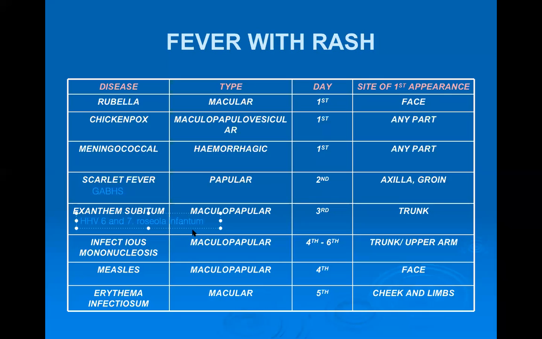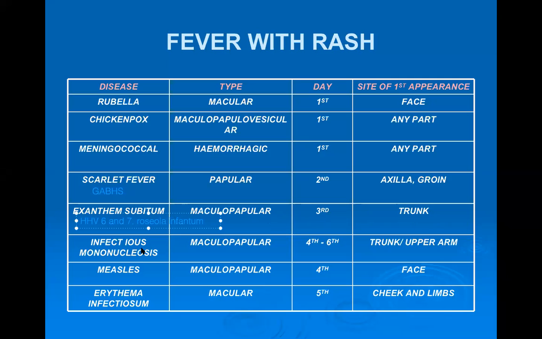Now, this exanthem subitum is a very minor type of infection. Very young children are affected by this, with mild fever and rashes. The fever usually lasts around 3 to 4 days, and after that the rashes appear, and after the rashes appear there is disappearance of the fever. The rash lasts around 3 to 5 days. So maculopapular rashes are there. On the third day of illness the rash appears and the site is usually the trunk.